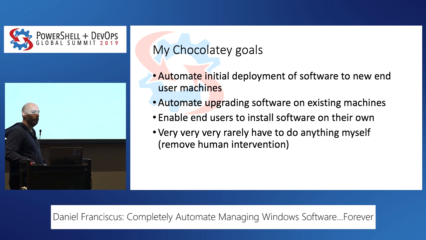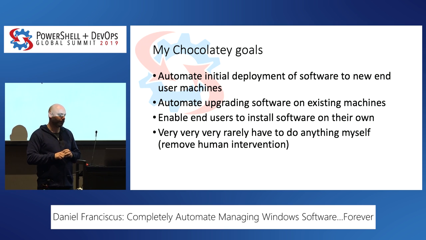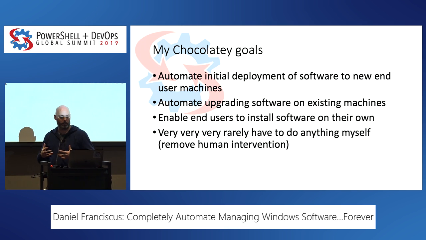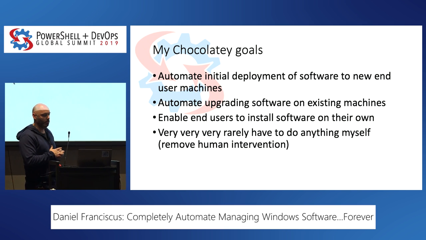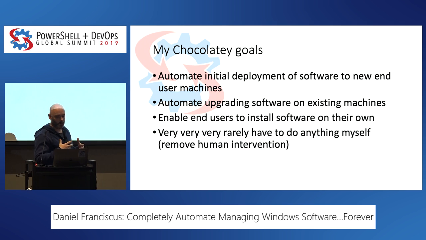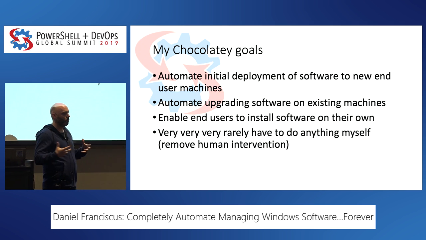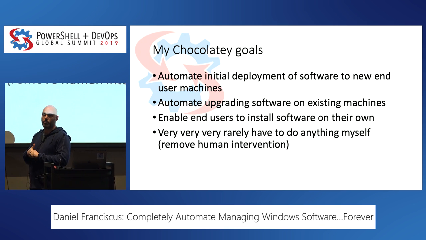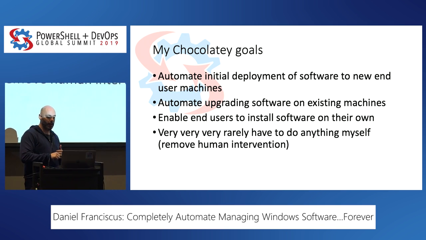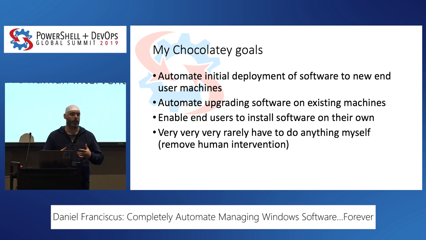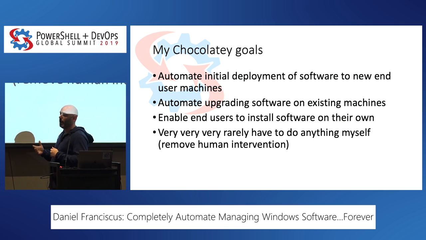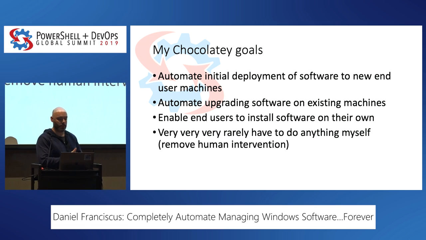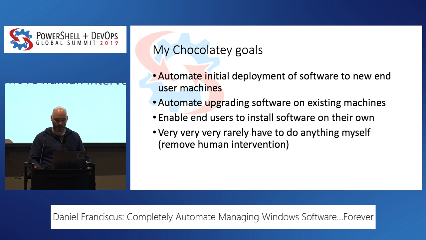So my goals, when I first started using Chocolatey, I was looking at how it works, and for my Windows machines, I wanted to automate the initial deployment of software to my new machines, automate the process of upgrading all these packages when new versions are released, enable my end users to install stuff, which you could do with self-service, and obviously rarely intervene myself. So all this stuff would happen in the background, so I didn't have to really deal with new software coming out. It would just automatically be pushed out. And in my case, I was able to do that.